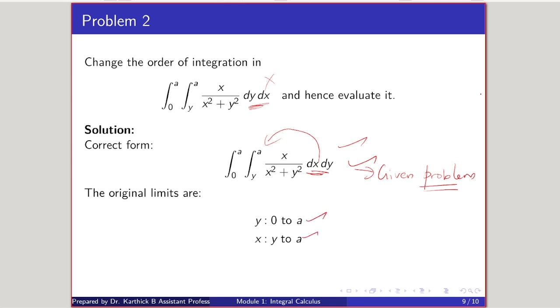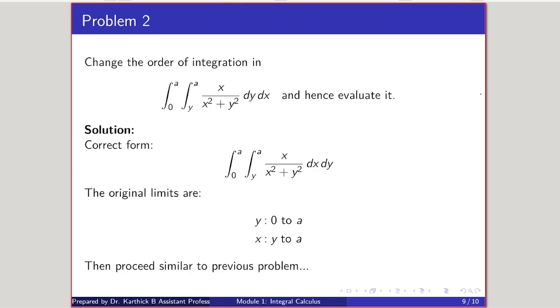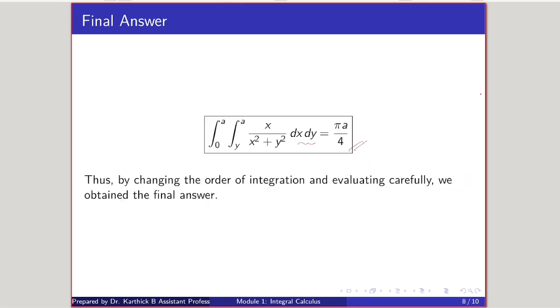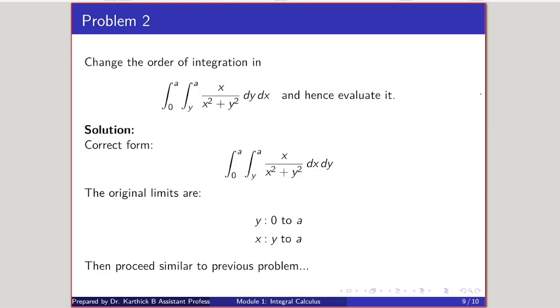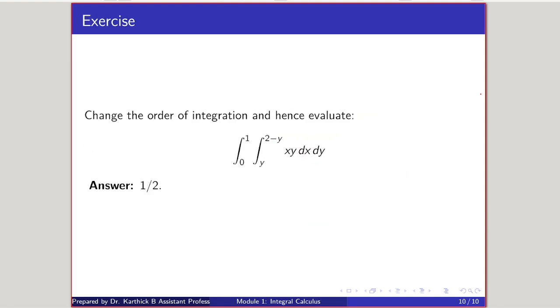Similar to the previous problem, you will proceed with the procedure, and you will get the same answer as I did previously. You will get pi a by 4. You may take a similar problem as an exercise: change the order of integration and hence evaluate it. I have given the final answer as 1 by 2.